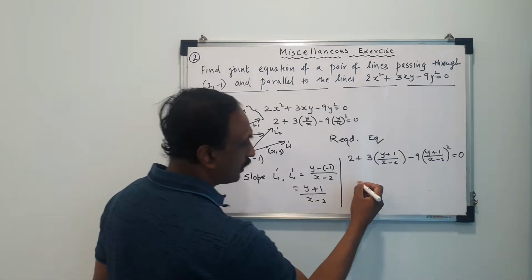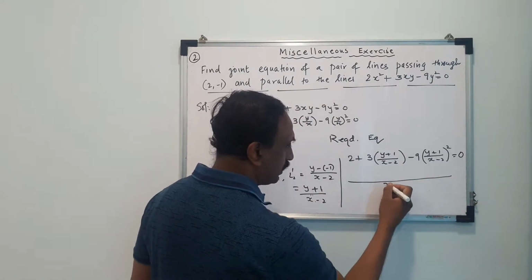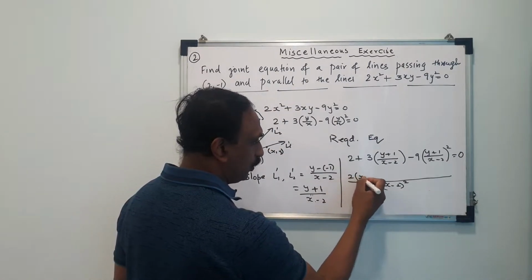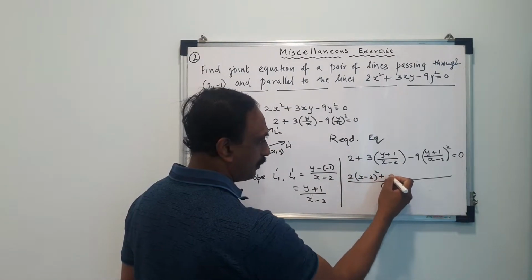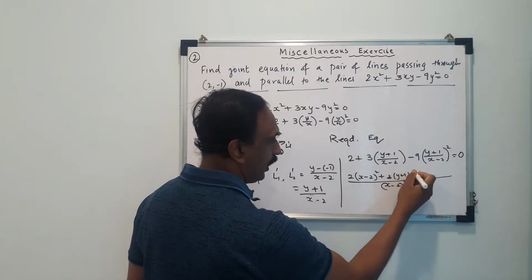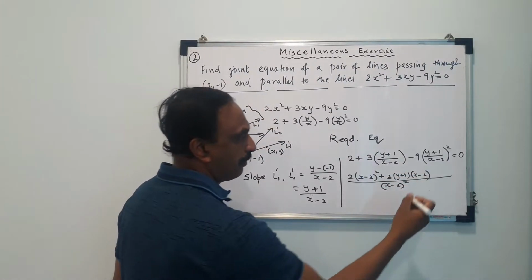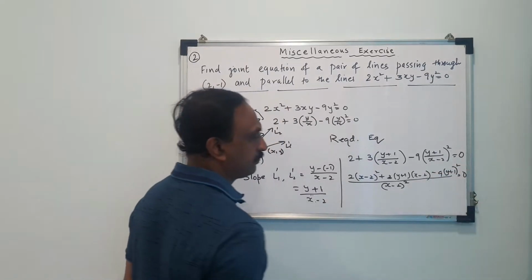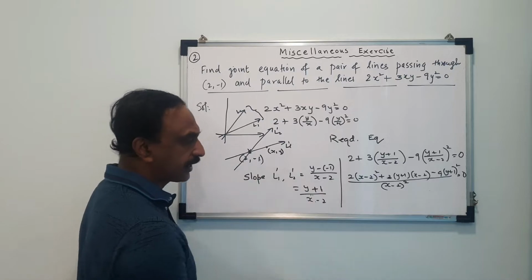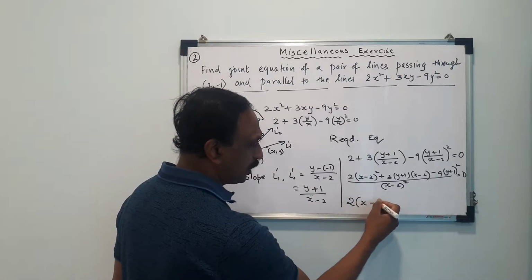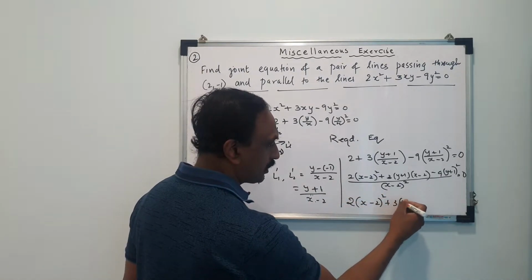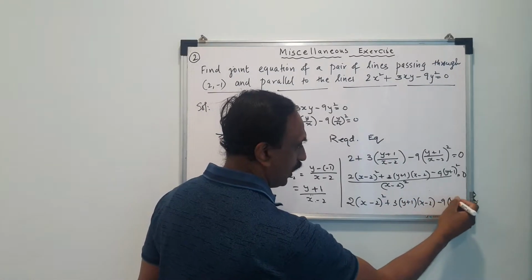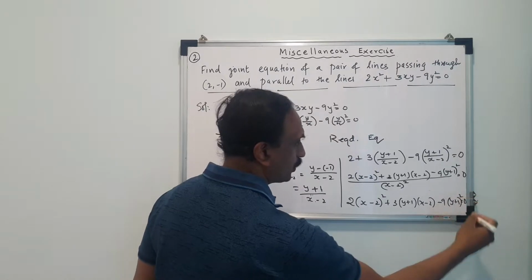Now, what is LCM here? The LCM here is x minus 2 the whole square. So your equation became 2 into x minus 2 the whole square plus 3 into y plus 1 into x minus 2 minus 9 into y plus 1 the whole square equal to 0. So I can say my final answer is 2 times x minus 2 the whole square plus 3 times y plus 1 into x minus 2 minus 9 times y plus 1 the whole square equal to 0.